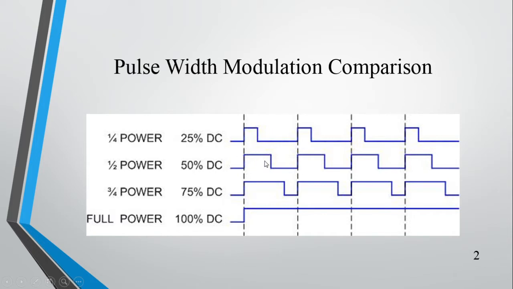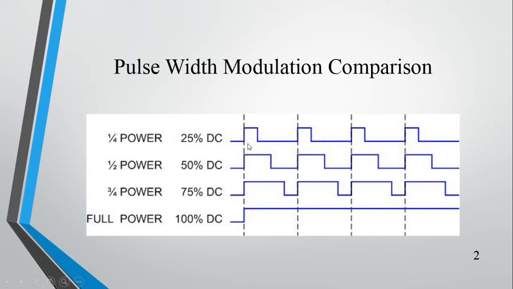Here almost half of the time period it is on, so it is showing 50% duty cycle. Here 75% duty cycle. And the last one, for the whole time period it is on or it is high. So here it is said to have 100% duty cycle.